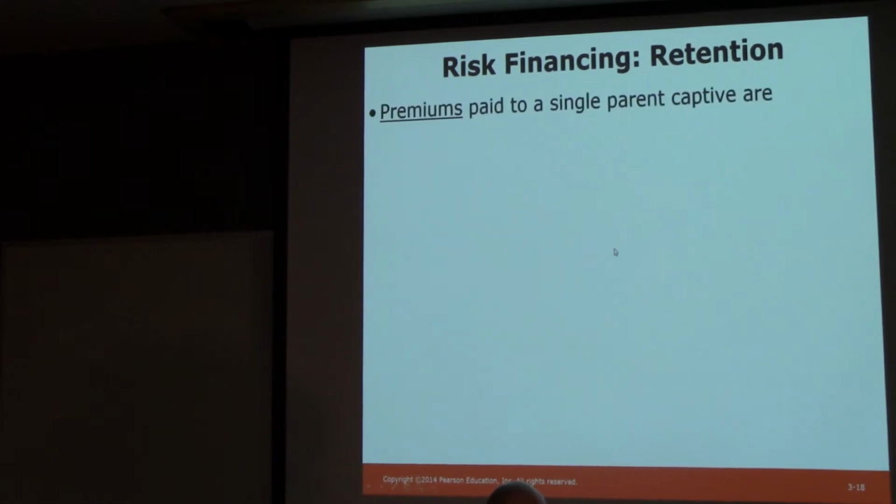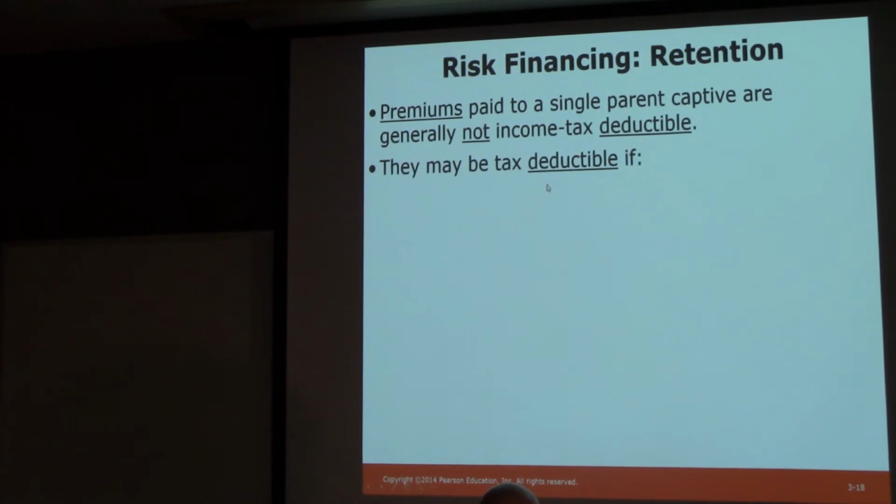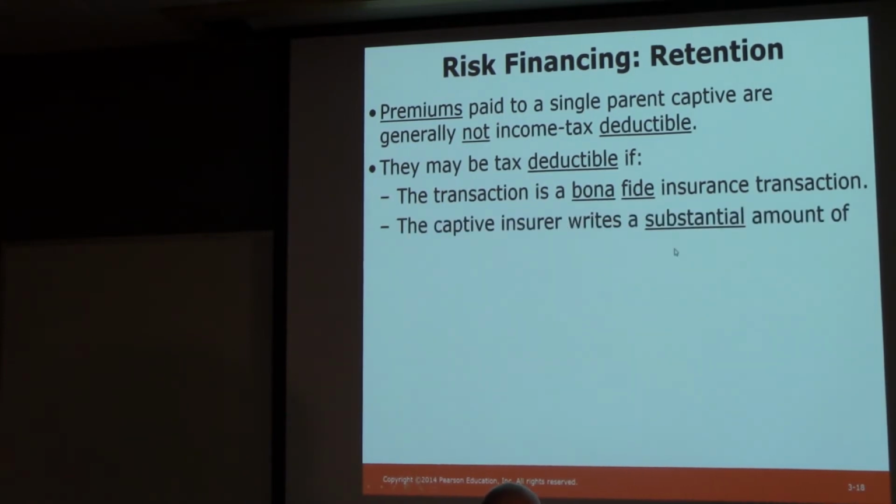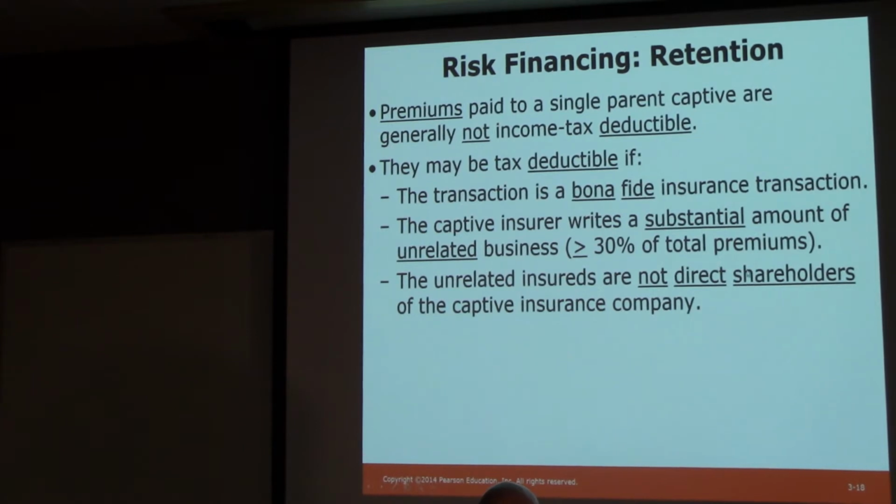All right. Premiums paid to a single parent captive are generally not tax deductible, because it's a form of self-insurance. But they may be tax deductible if you really have an insurance program and not self-insurance. The way it's bona fide as an insurance company is if a substantial amount, which means 30% or more of the premiums, comes from unrelated business, and unrelated insureds are not shareholders of the captive insurance company. Unrelated business means that businesses that are not a part of the parent are paying premiums to the captive insurance company, then it's bona fide, and the parent companies that pay premiums can deduct those premiums.